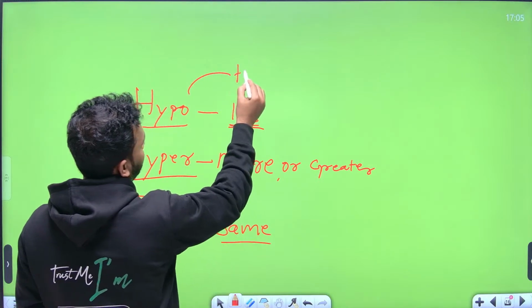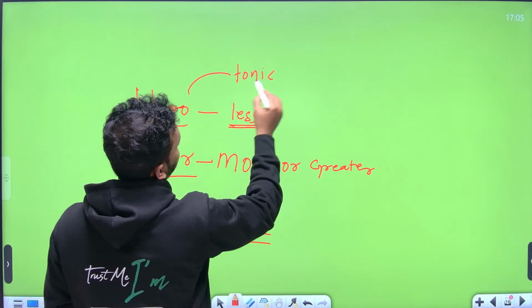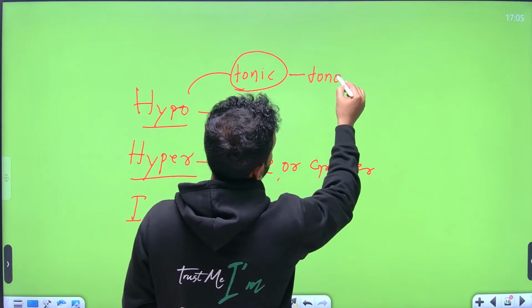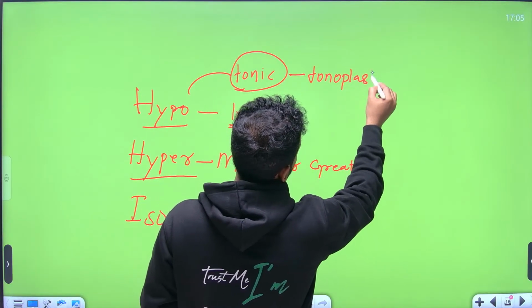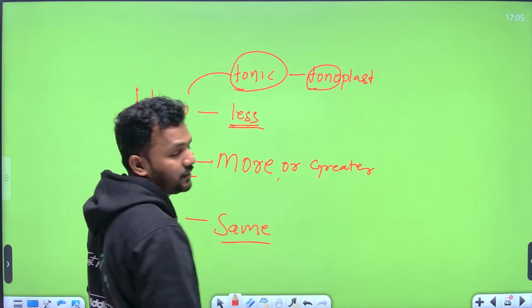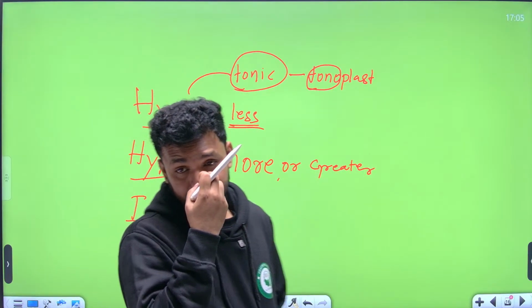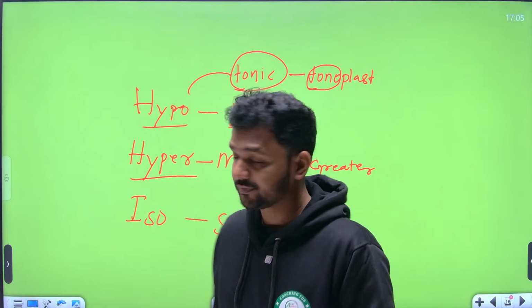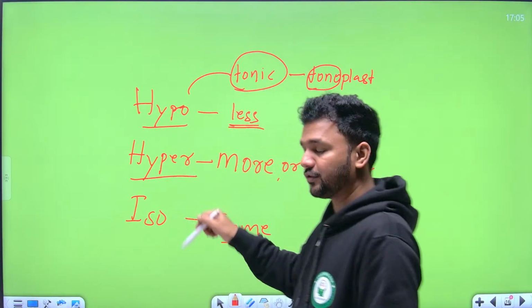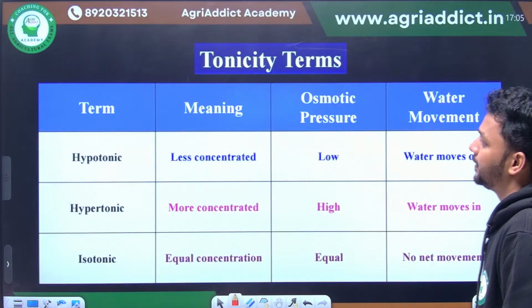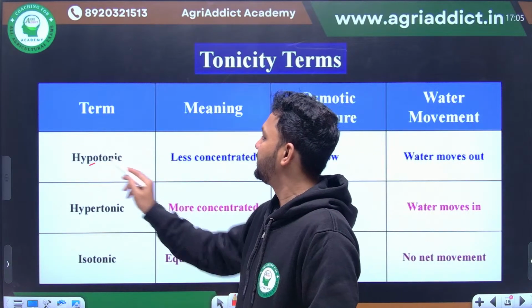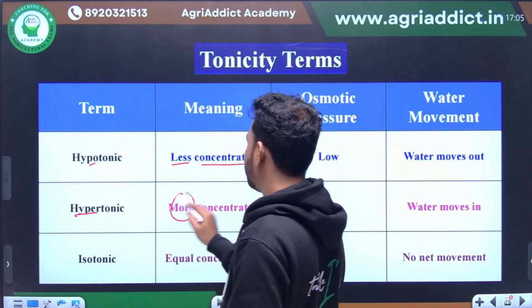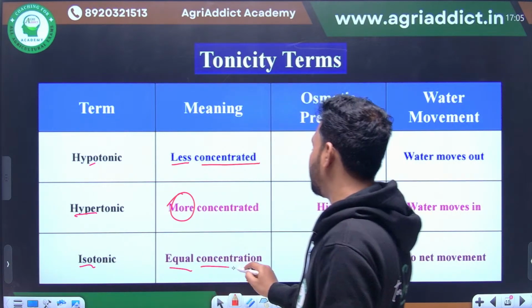So hypotonic, hypertonic, isotonic. The word tonic came from tonoplast, the outer membrane of the vacuole, I guess. Hypo means less, so hypotonic is less concentrated. Hypertonic is more concentrated. Isotonic is equal concentration.